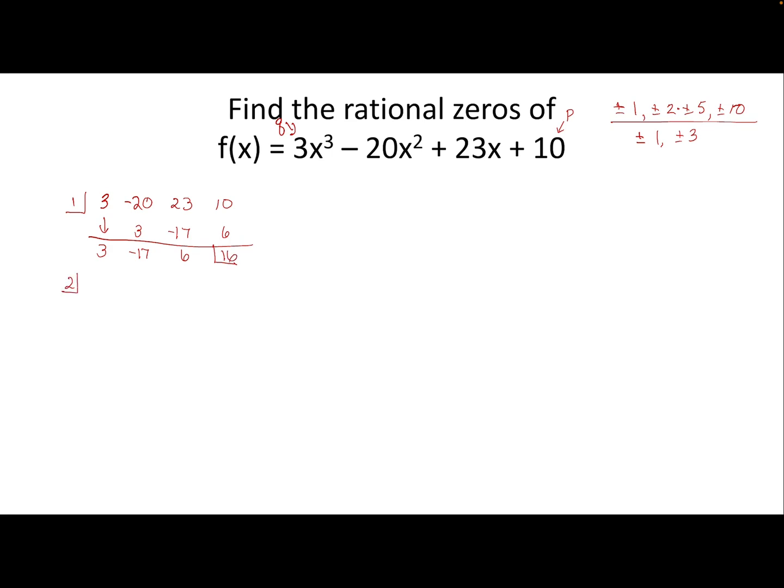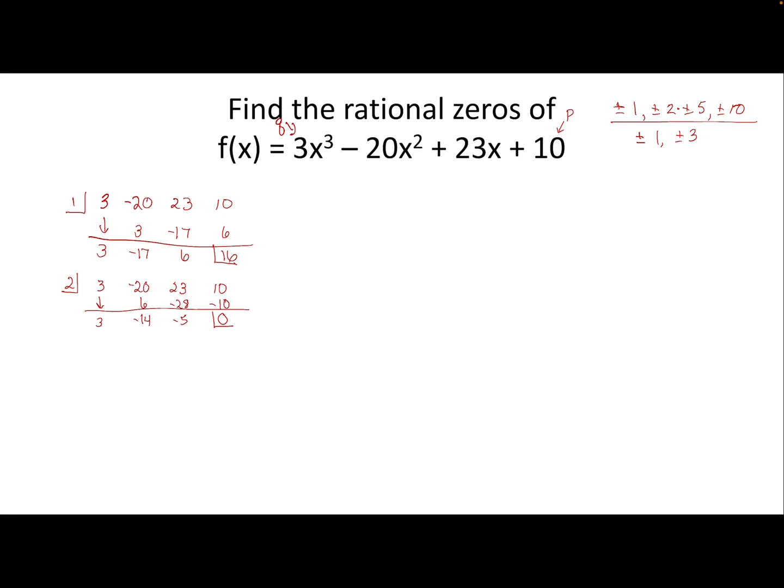Let's try 2. So a lot of this is just try until you find it, making sure that you don't make mistakes, don't go too fast. We'll try 2 now because positive 1 didn't work. 3 comes down. 2 times 3 is 6, negative 20 and 6 is negative 14. 2 times negative 14 is negative 28. Negative 28 and a positive 23 is a negative 5. That looks promising. 2 times negative 5 is a negative 10. Negative 10 plus 10 is 0.